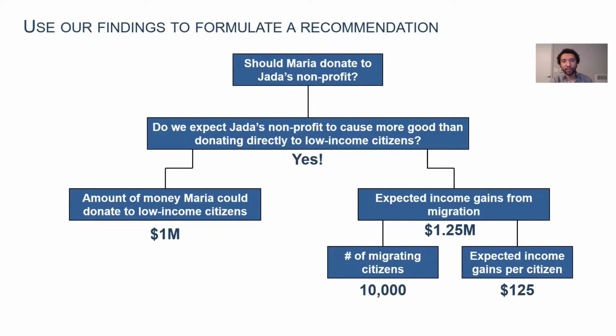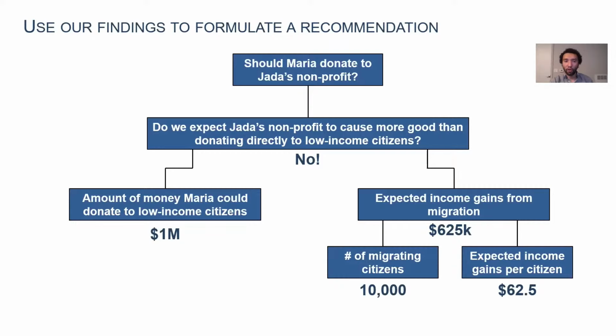Let's remember that we previously said that while we made an assumption that migrants could close 50% of the wage gap, a pessimistic alternative would be that only 25% of the wage gap would be closed. As 25% is half of our current estimate of 50%, we'd be halving our previous estimated total expected income gains from 1.25 million to 625,000. As 625,000 is less than the $1 million Maria could donate directly, it means that changing our assumption could change our answer to the question of whether or not donating money to Jada's nonprofit is worth it.